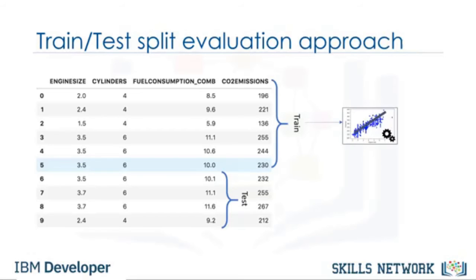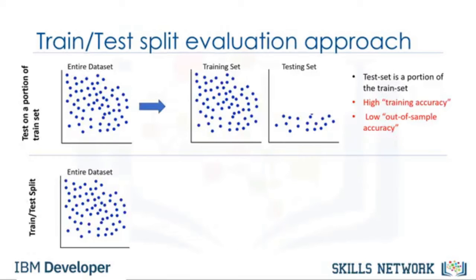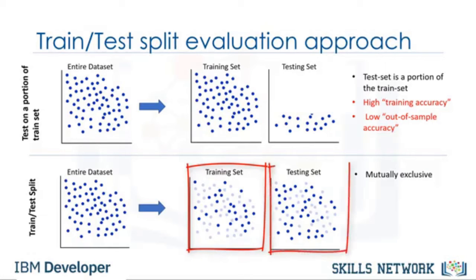The model is built on the training set. Then the test feature set is passed to the model for prediction. Finally, the predicted values for the test set are compared with the actual values of the testing set. The second evaluation approach is called train test split. Train test split involves splitting the dataset into training and testing sets, respectively, which are mutually exclusive, after which you train with the training set and test with the testing set.